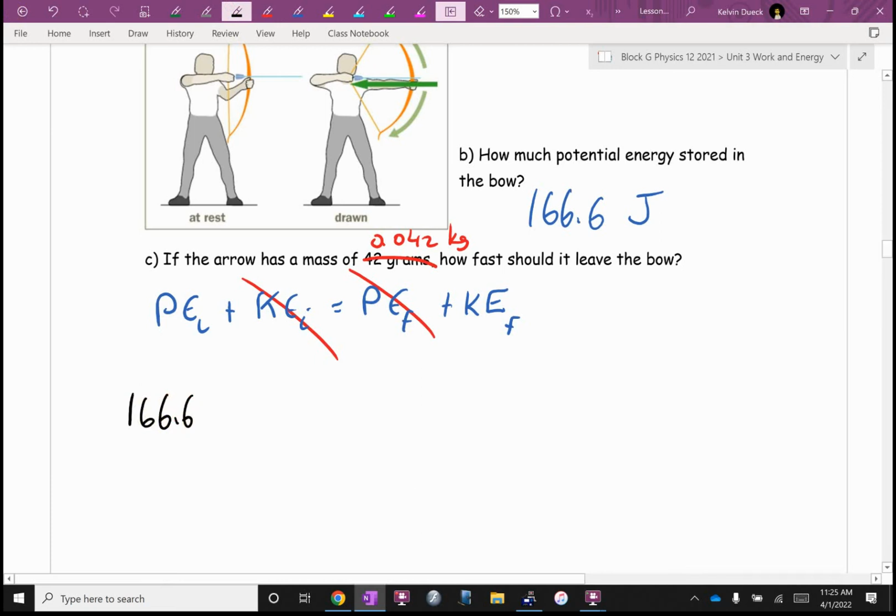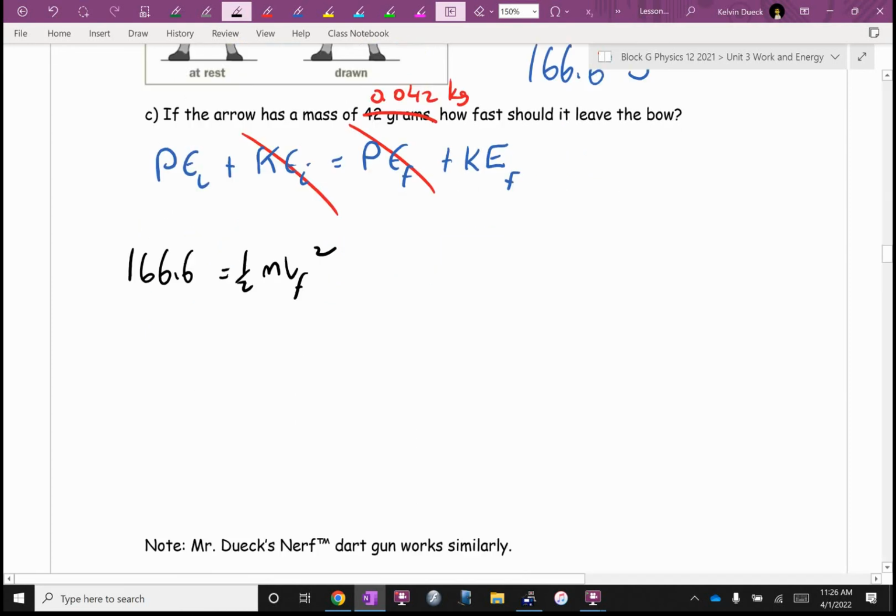166.6, not mgh, didn't lift it, equals a half m v squared. Brea, is there an m in every single term here? So do the m's cancel here? Nope. A heavier arrow won't go as fast. A lighter arrow will go faster. That makes sense. I want to get the v by itself. I think times by 2, divide by m, or divide by 0.5 m, whichever you feel comfortable with.